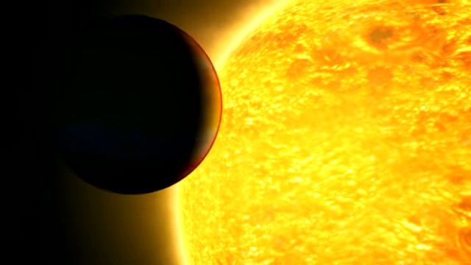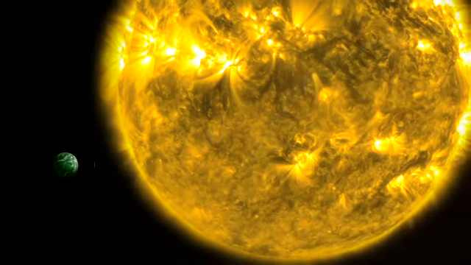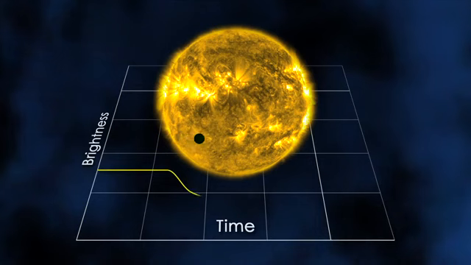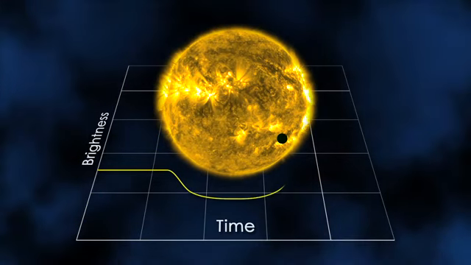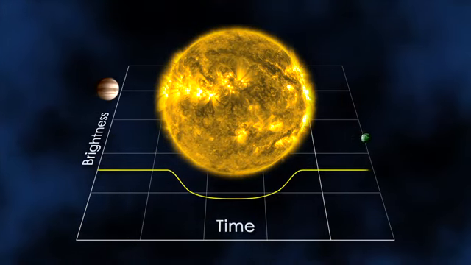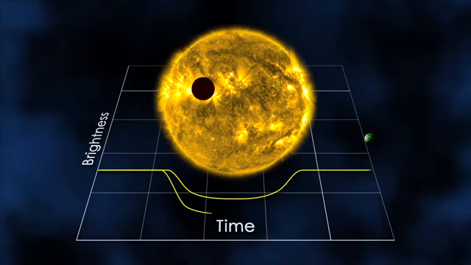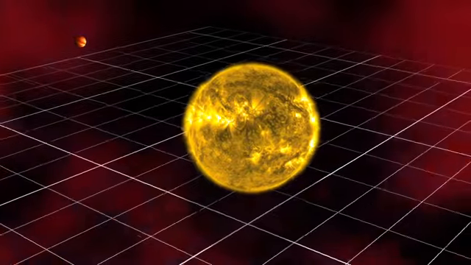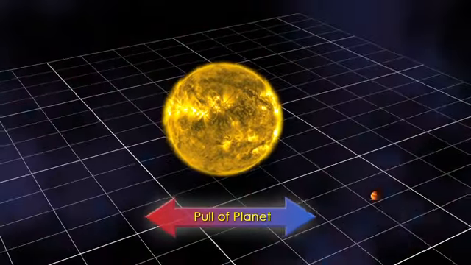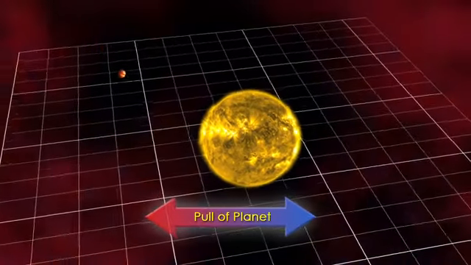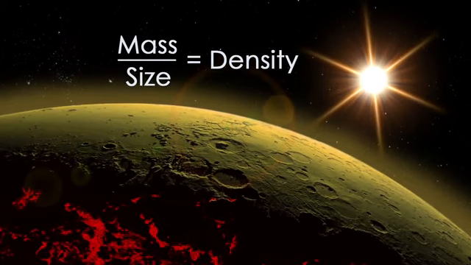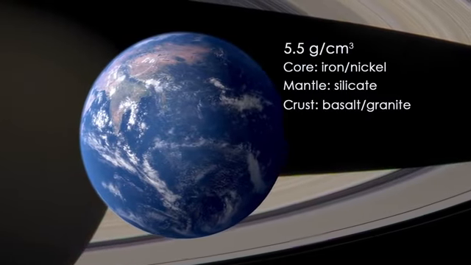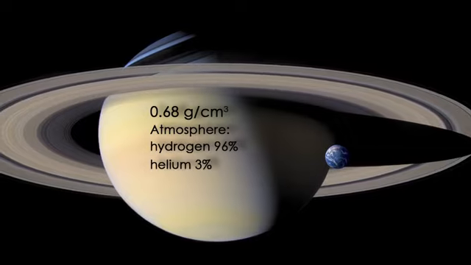For instance, when an exoplanet passes in front of its star, or transits, it blocks a fraction of the star's light and causes a dip in brightness. Large planets block more light, so the size of the dip can be used to determine the size of the planet. By observing an exoplanet's gravitational pull on its star, astronomers can also determine the planet's mass, and thus calculate its density to see if it is composed of rock, like Earth, or gas, like Saturn.